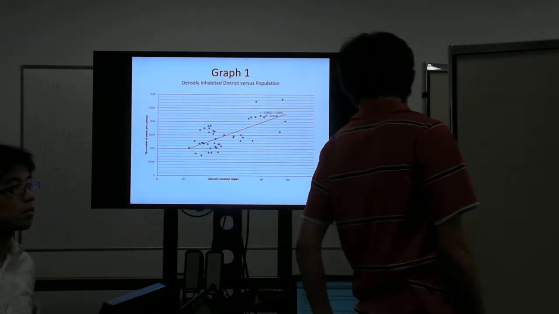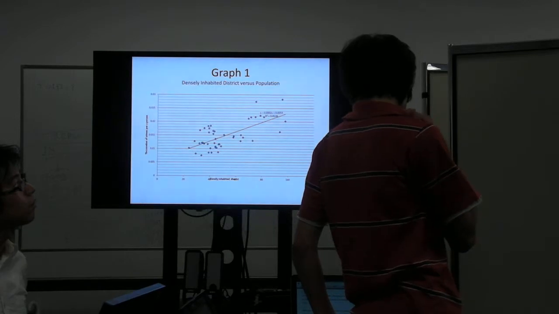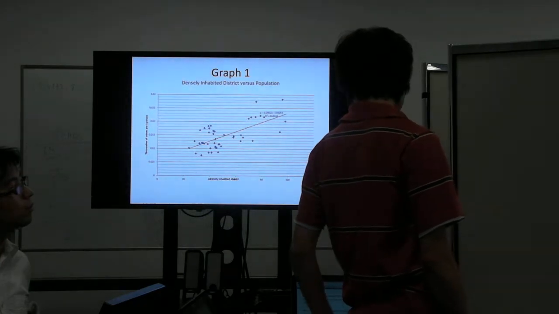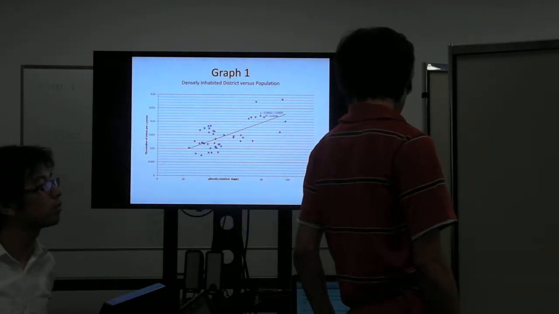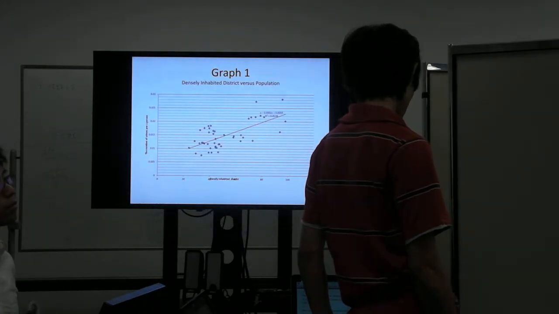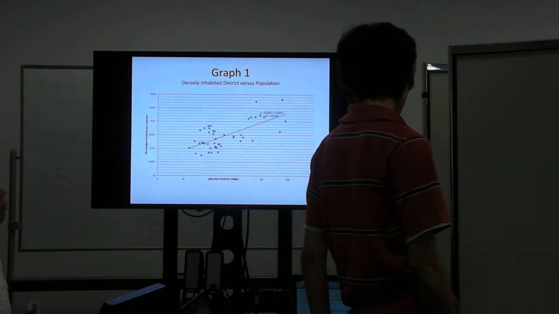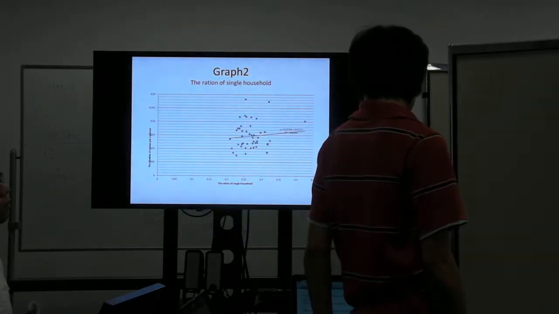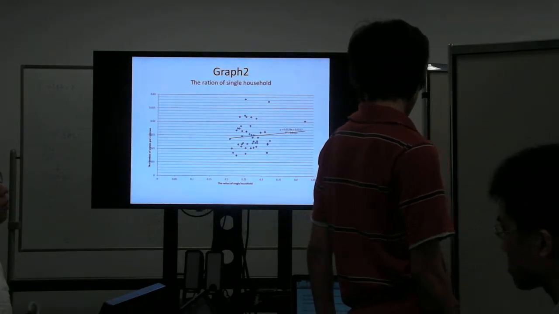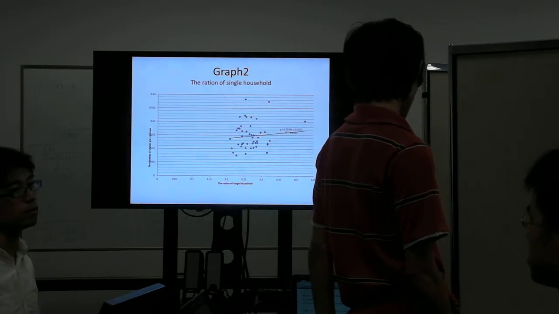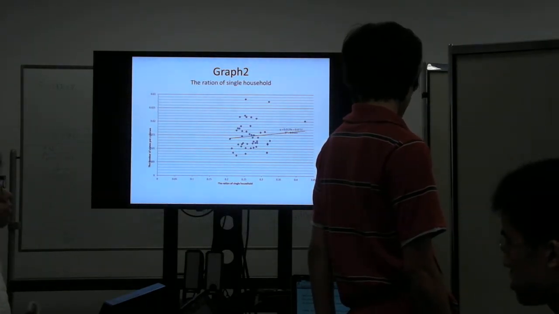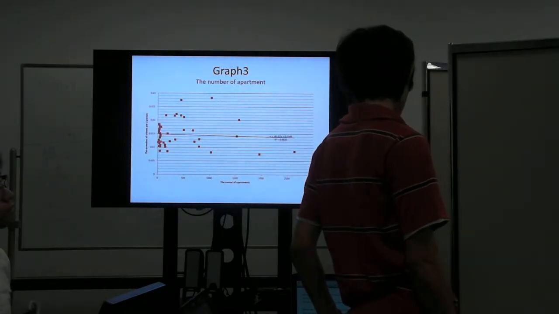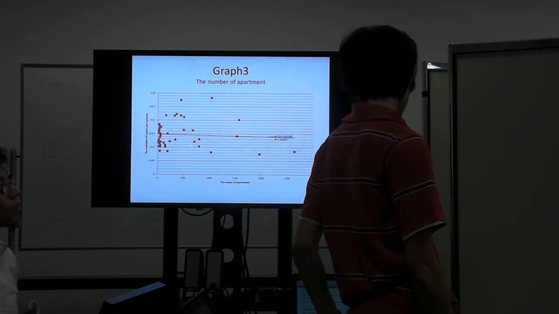Result 1. The result of the relation between the density of inhabited districts versus population and crime rate is shown. As this graph shows, as the number increases, the crime rate grows. The determination coefficient is 0.45. Next, the rate of single households and crime rate is shown. This graph clearly shows that this point is not so related to crime rate. In the same way, loneliness is not related to crime rate.